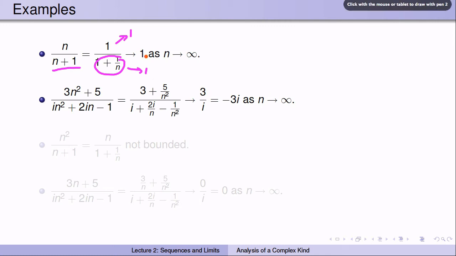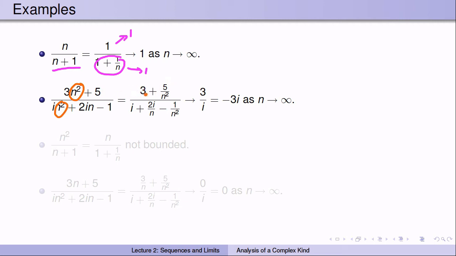Here's another example. Again, if we look at it in its original form, 3n squared plus 5 divided by n squared plus 2in minus 1, it's hard to see what the limit is because both numerator and denominator seem to go off to infinity. They're not bounded. They're not convergent sequences. Convergent sequences are bounded. But if I pull an n squared out of numerator and denominator, I need to do that correctly. I need to pull it out of each term.